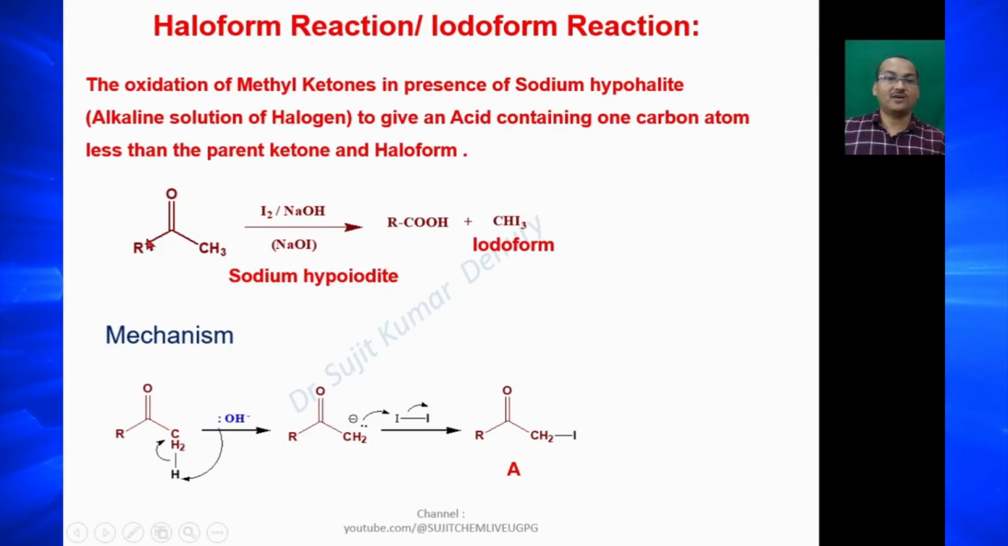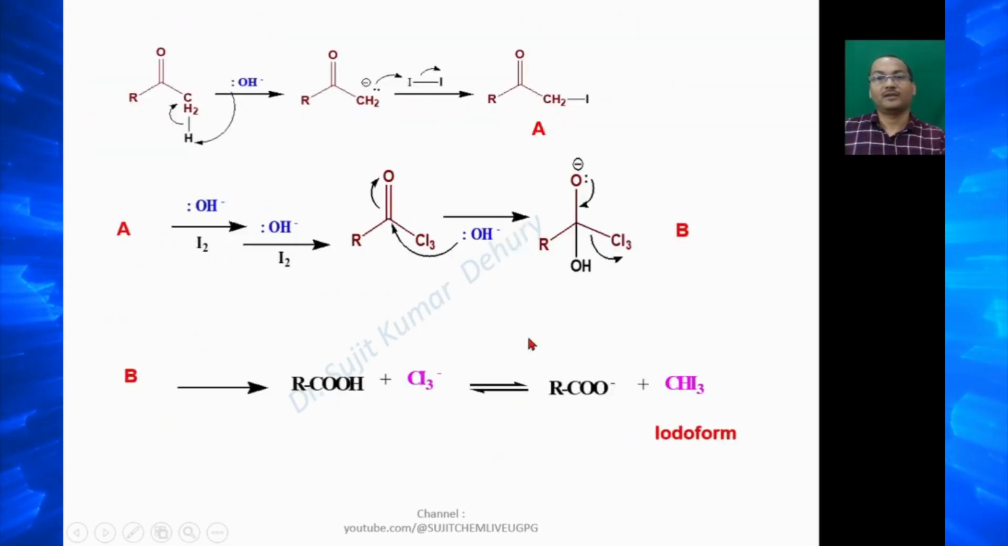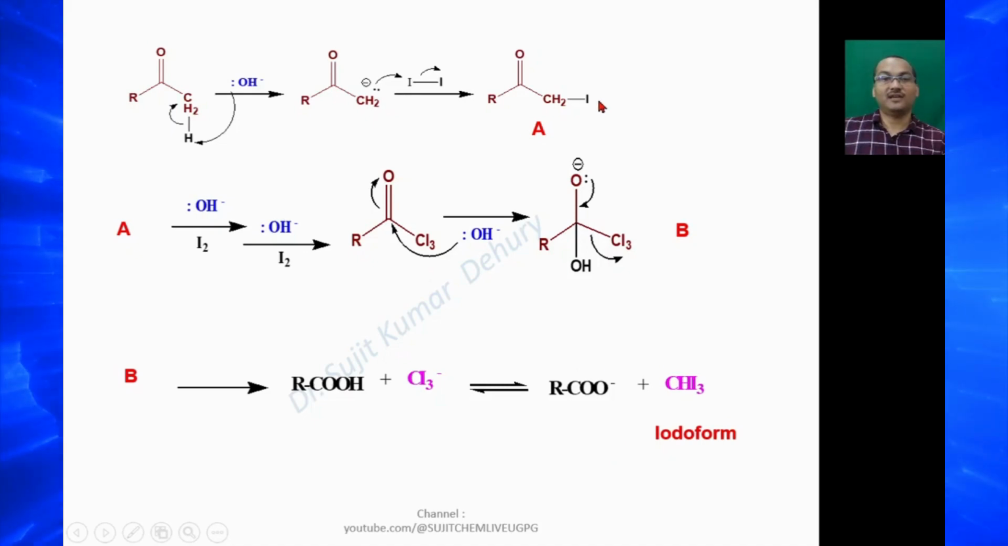So what is the mechanism? How do you convert this methyl ketone into carboxylic acid? This RCOCH3 we can write like this, and OH minus ion can act as nucleophile. This OH minus ion will take the proton, and this bond will break on carbon. Once you generate this carbanion, this CH2 minus can again react with iodine. So you get RCOCH2I. Once you get the RCOCH2I, again this would undergo a similar two-step reaction with OH minus ion and I2, giving rise to RCOCI3.